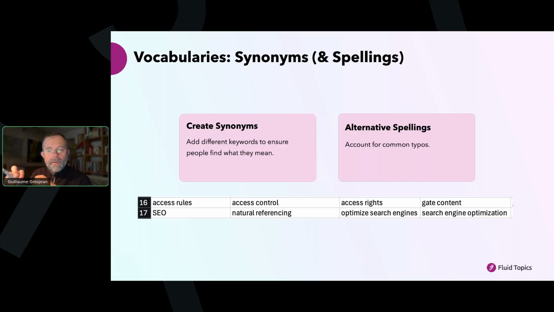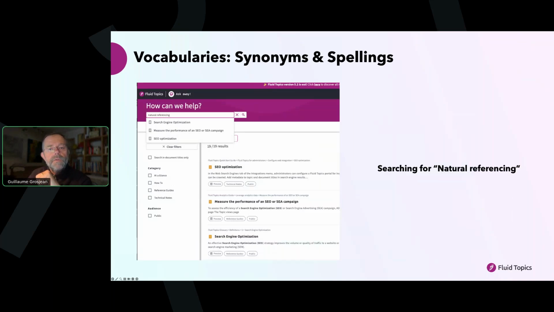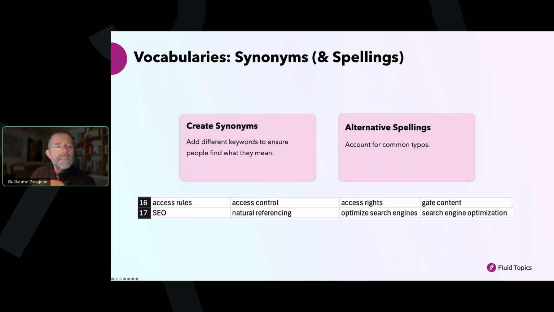We have two types of vocabularies in Fluid Topics, what we call synonyms and what we call taxonomies. The synonym is the idea to create what you see on the screen and what will have this impact. You search for natural referencing and you will find contents that talk about SEO optimization. That's what we have seen in the previous page here. SEO, natural referencing. That's for us the same case.